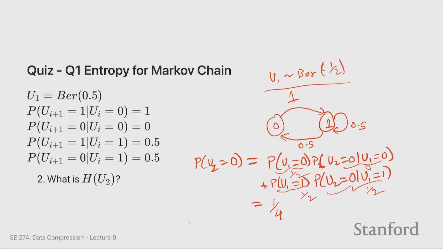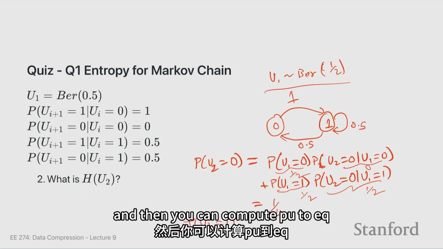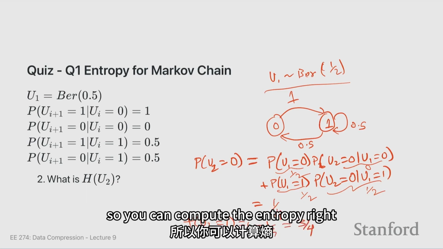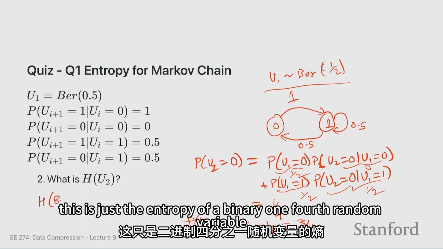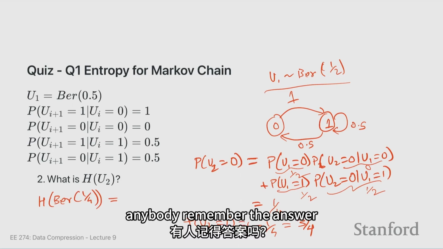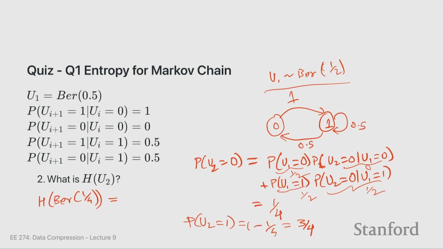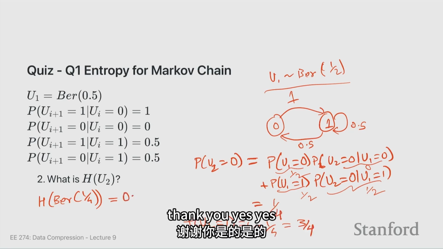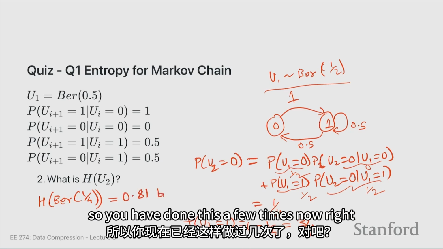Okay, good. And then you can compute P(U2 = 1), which is just 1 minus this thing, so 3/4. So you can compute the entropy. This is just the entropy of a Bernoulli 1/4 random variable. Anybody remember the answer? Okay, thank you. You have done this a few times now.